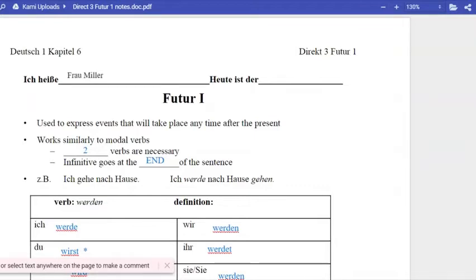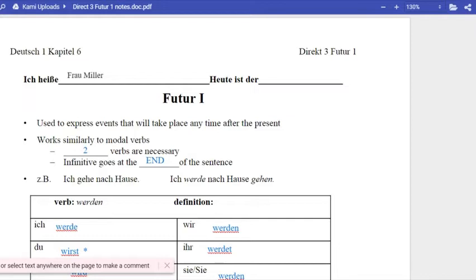So there are actually two ways to form the future tense, and one we've actually been doing all along. All you do is indicate a time element that is going to occur sometime in the future, such as tomorrow or this afternoon or on Friday. Okay, that's one way to make the future tense.